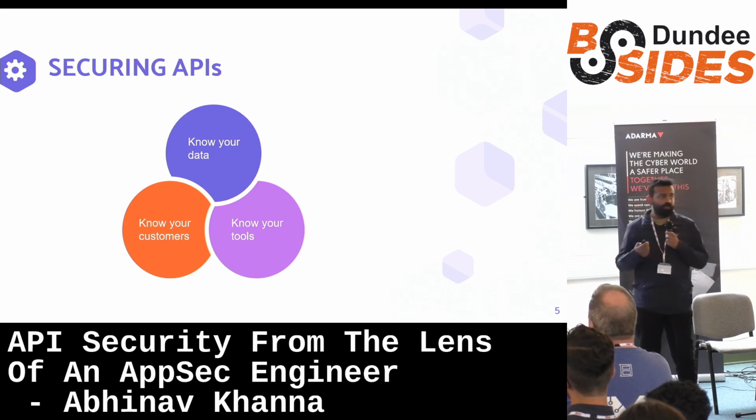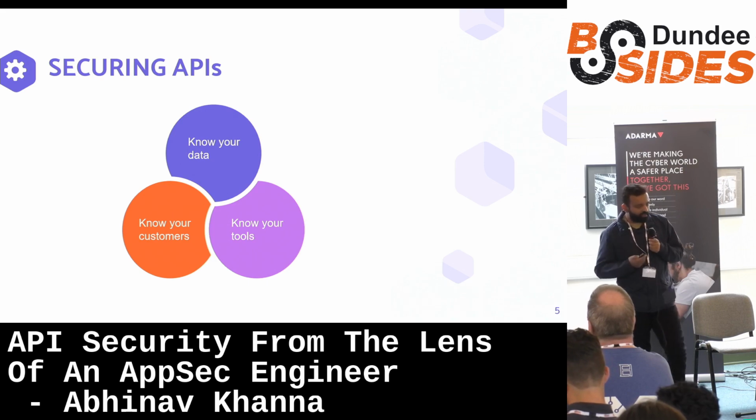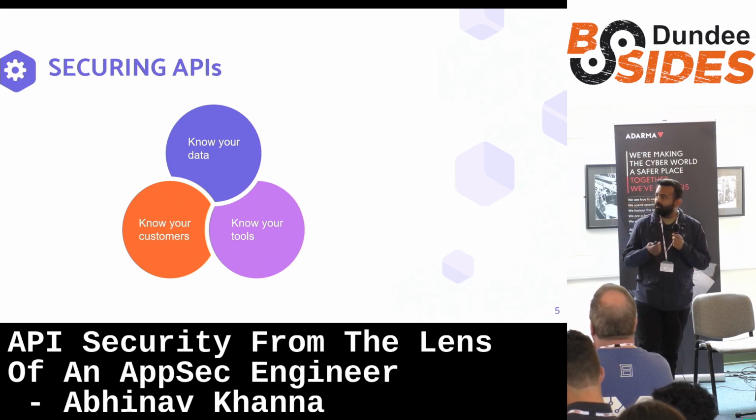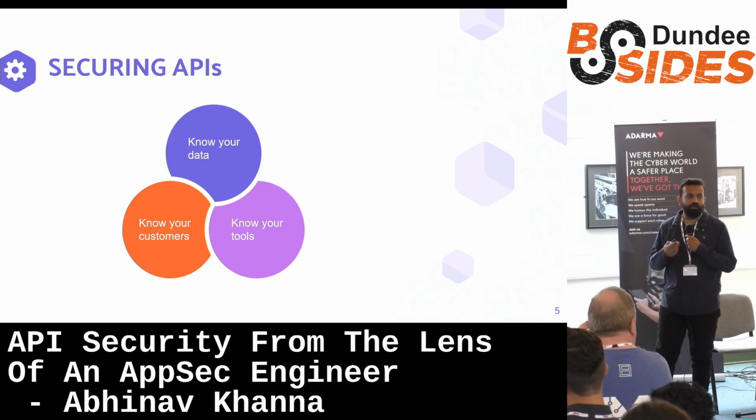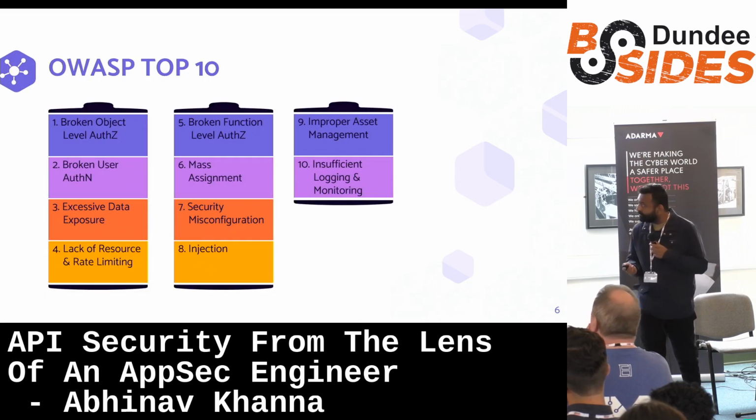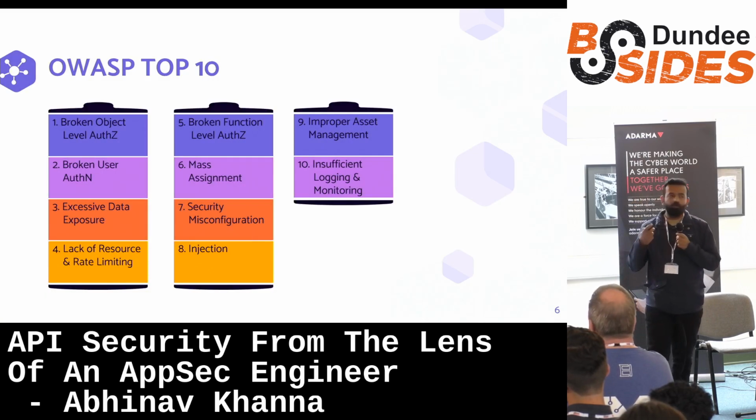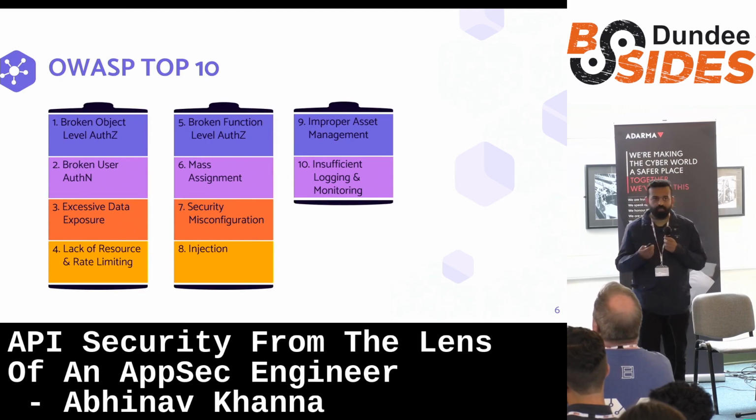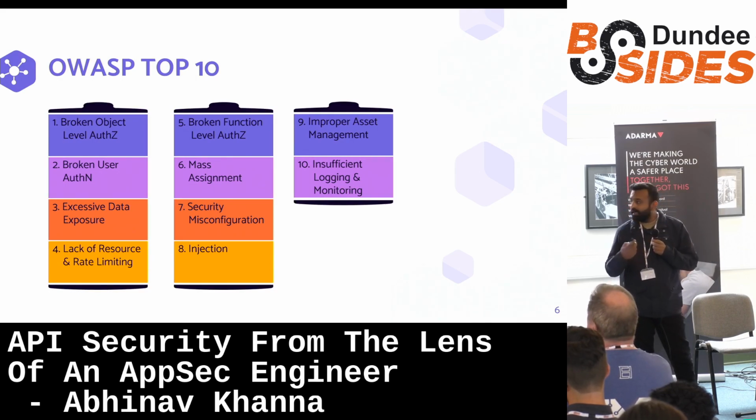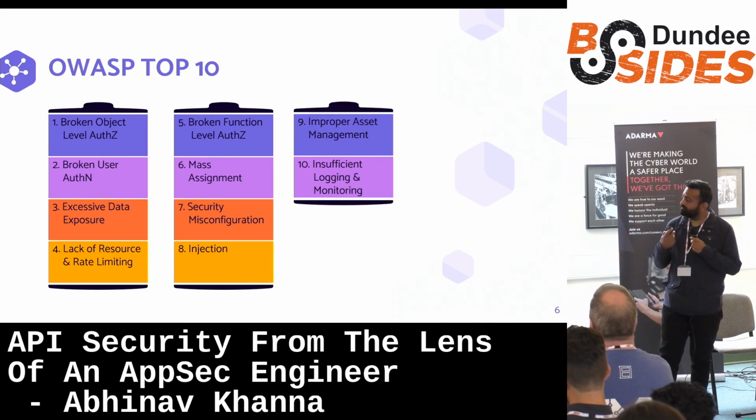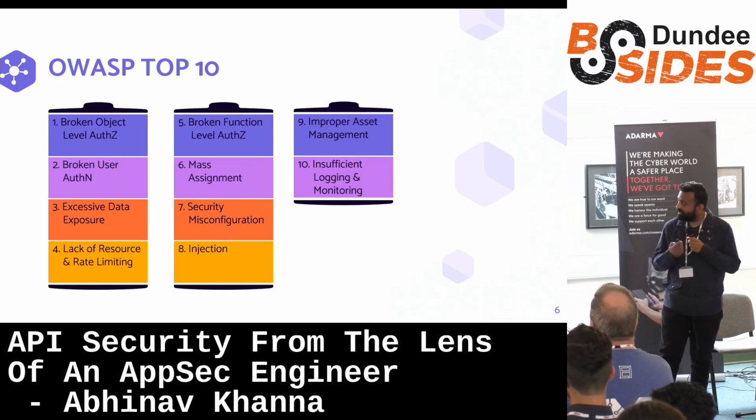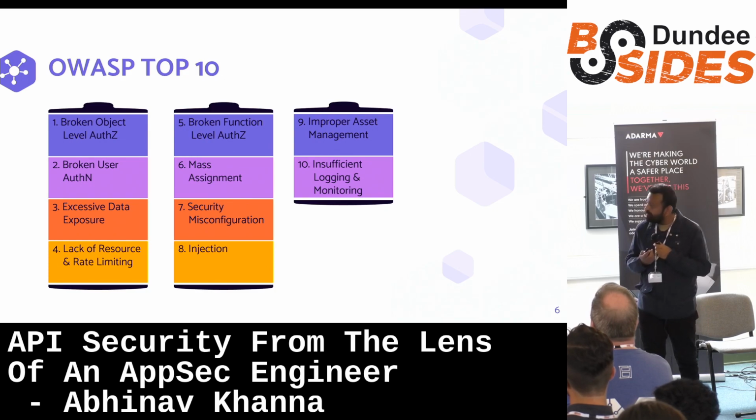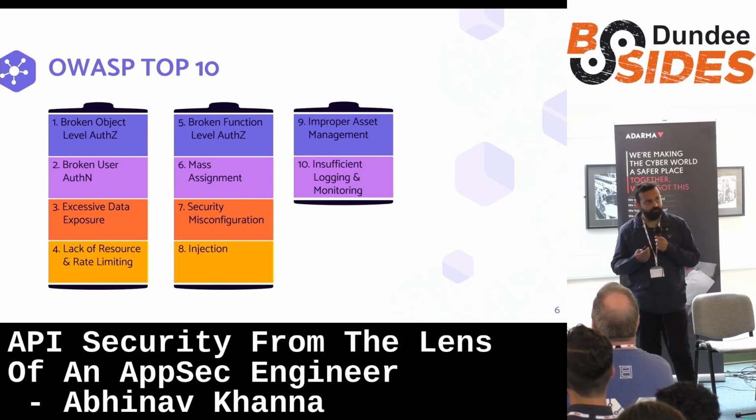The tools. There are tons of tools available, and as a security person, you need to be aware of the tools you can use to see what the bad sides of the API are. OWASP has a top 10 list of API security risks, and today we'll probably be covering three of those: mass assignment, improper asset management, and excessive data exposure.